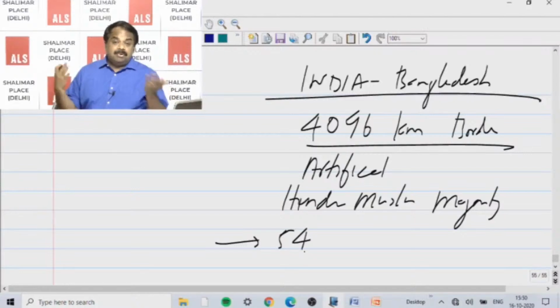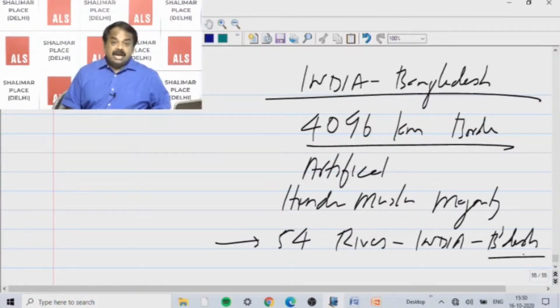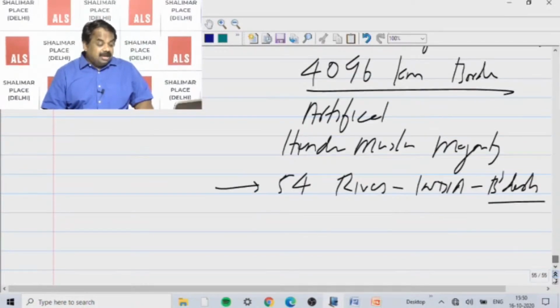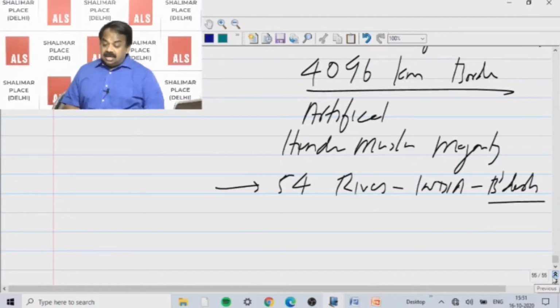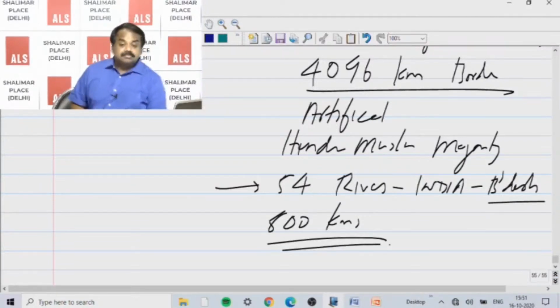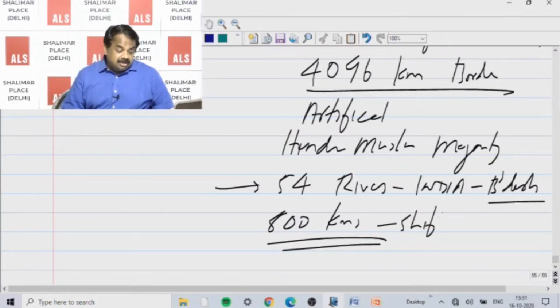It is at the mouth of the Ganga, the delta of the Ganga and Brahmaputra. 54 rivers are crossing from India to Bangladesh, and all 54 of them form a boundary wherever they cross. The riverine boundary itself is almost 800 kilometers. And some of these rivers are of a shifting nature, shifting course, creating another problem.